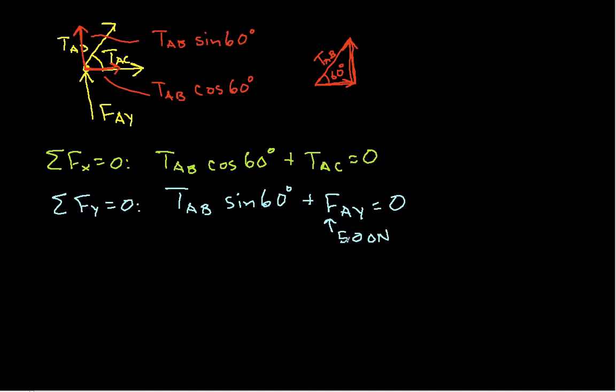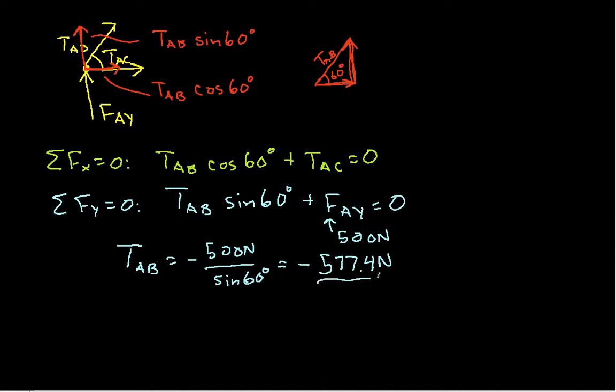So we can solve for TAB. So TAB will be equal to minus 500 newtons divided by the sine of 60 degrees, which, if we work that out, we get minus 577.4 newtons. Okay, so if you get a negative sign as a tension, don't worry. What it actually means is that the member you're looking at is in compression, not tension.